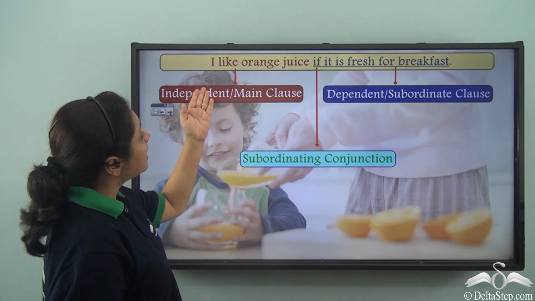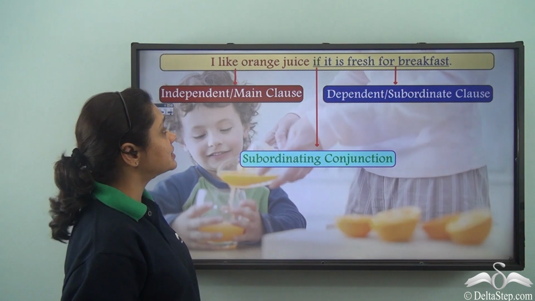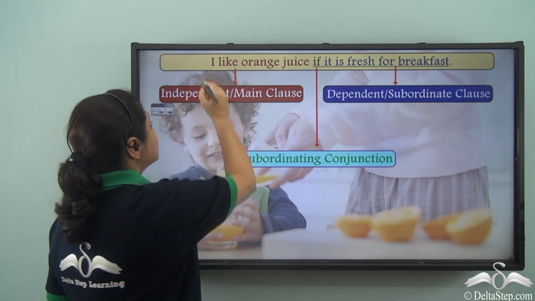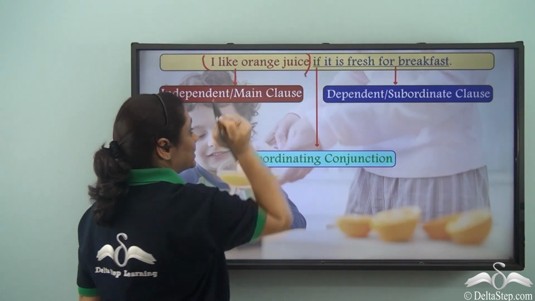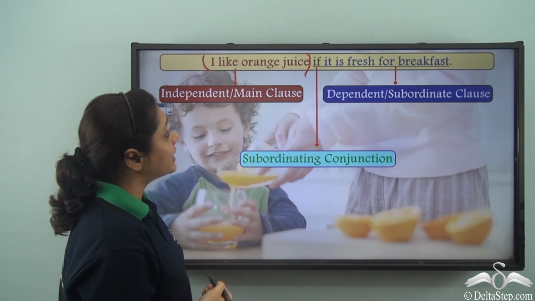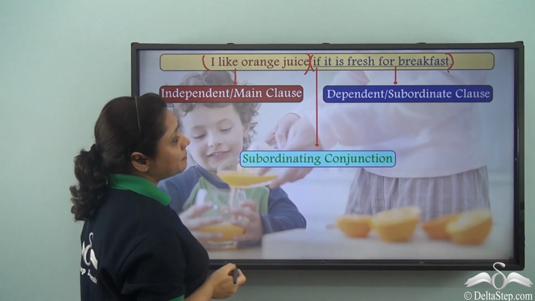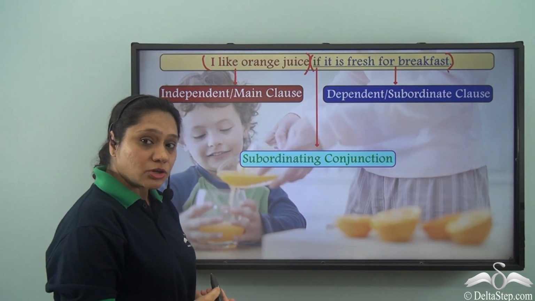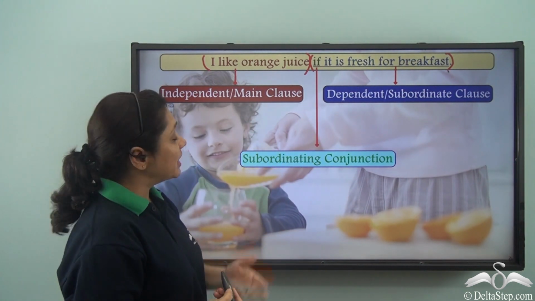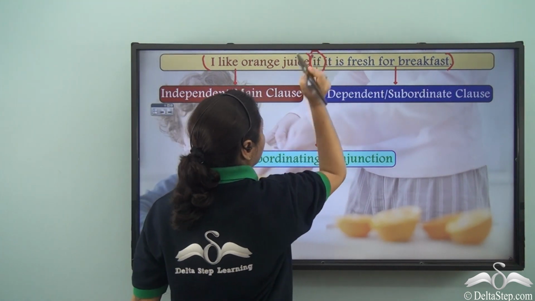So this sentence, "I like orange juice if it is fresh for breakfast," is made up of two clauses. "I like orange juice" is the independent or the main clause because it can stand on its own, and "if it is fresh for breakfast" is the dependent or the subordinate clause, and in this case our subordinate clause is starting with a subordinating conjunction, "if."